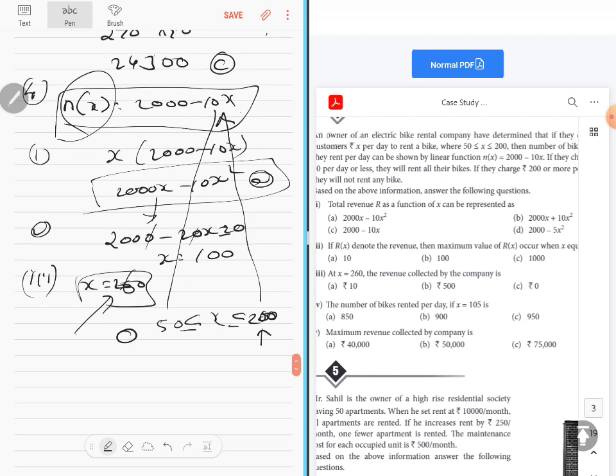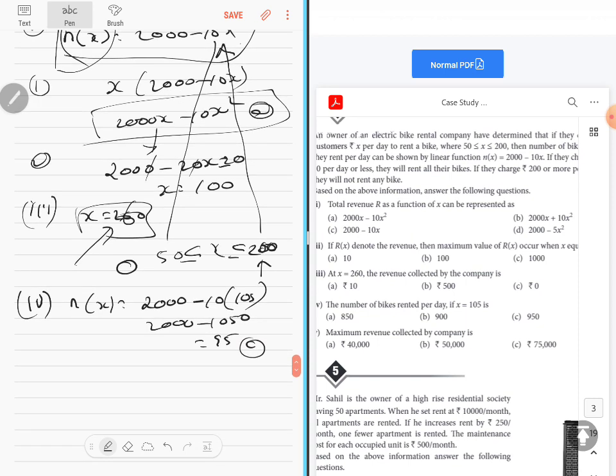The next part is the fourth question: the number of bikes rented per day if x is equal to 105. You put the number of bikes n of x is equal to 2000 minus 10 into 105. So it's 2000 minus 1050, which is 950. Hence the correct answer is option C.